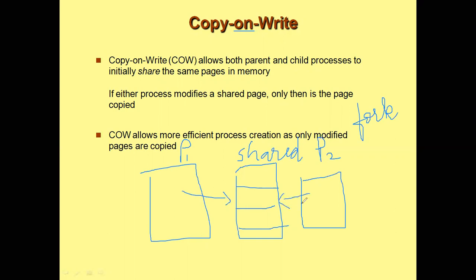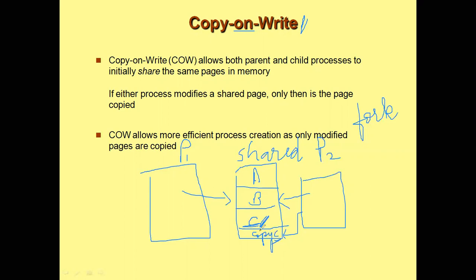Let's say this is page A, this is page B, and this is page C. Let's say the child process makes a modification on C. If P2, the child process, makes a modification in C, then a copy of C is provided only to P2 so that it can modify this page further. So only the pages that can be modified are given a copy on write. P1 will now work only on C, and P2 can work on both C as well as this modified version of C.